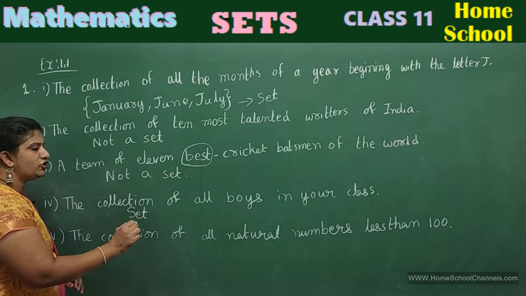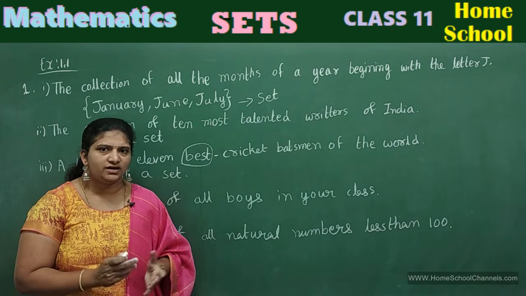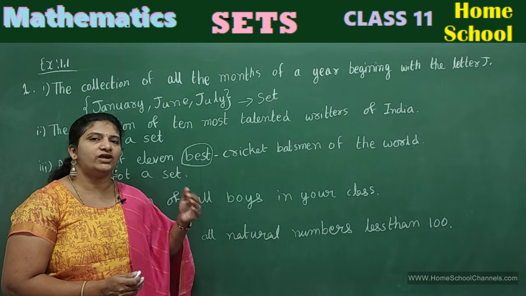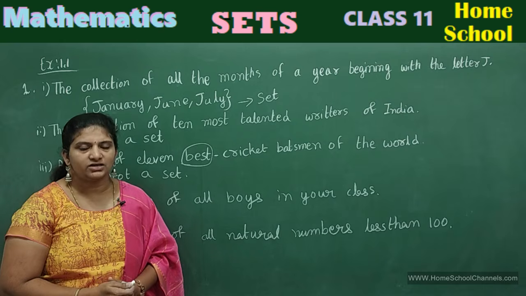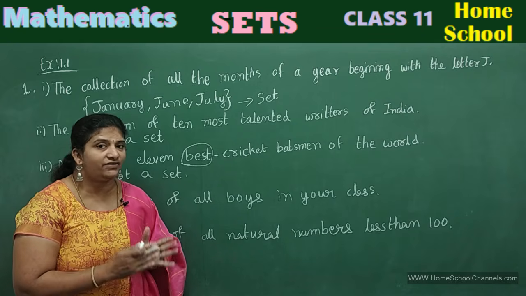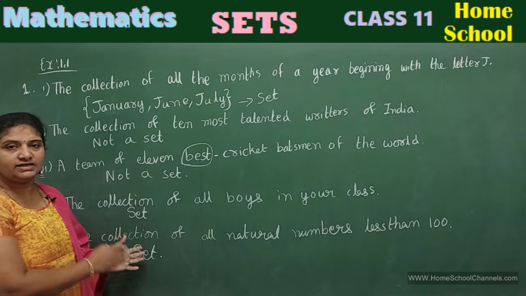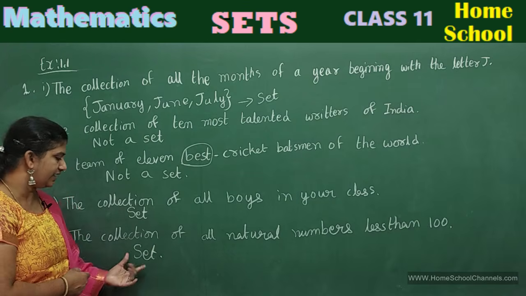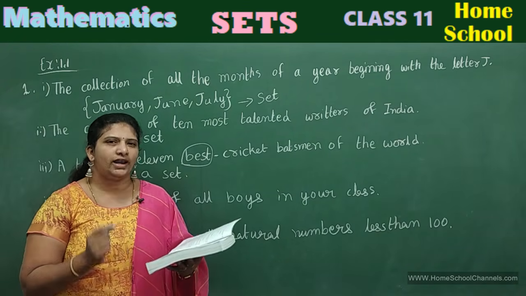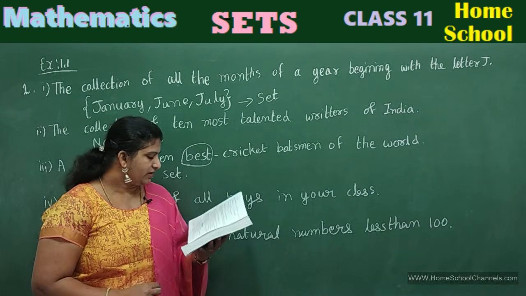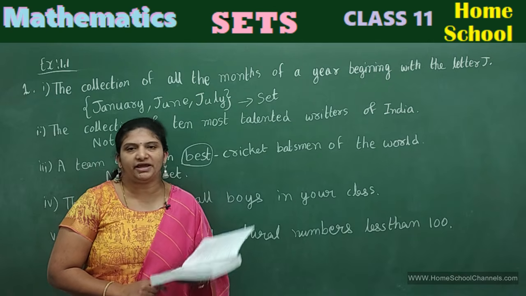Next one. The collection of all natural numbers less than 100. Can you collect these natural numbers? Yes, I start from 1, 2, 3, 4, 5, 6, and so on, up to 99. Less than 100 only they asked. So, this is also a well-defined collection. Therefore, I can say it is a set. Only 5 I have written. So, the remaining you can do as homework or let us discuss from your textbook directly. Sixth one, a collection of novels written by the writer Munshi Premchand.